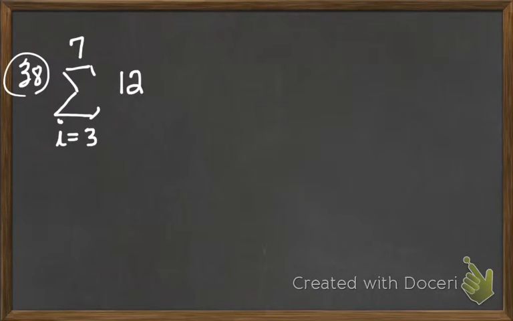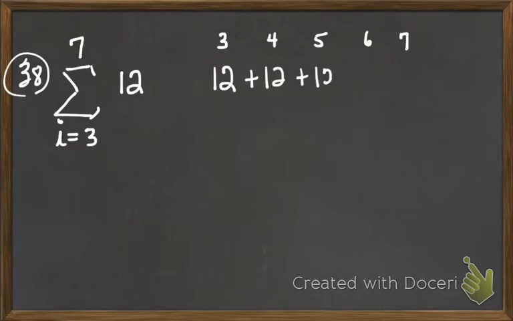There's no i. So if i is supposed to be 3, and you plug 3 in for i, and there's not an i, when i is 3, your function is 12. When i is 4, and you plug in 4, and there's not an i, then your function is 12. So you just got to keep count. You have a 3, a 4, a 5, a 6, and a 7. So you're going to end up with 1, 2, 3, 4, 5 12s.